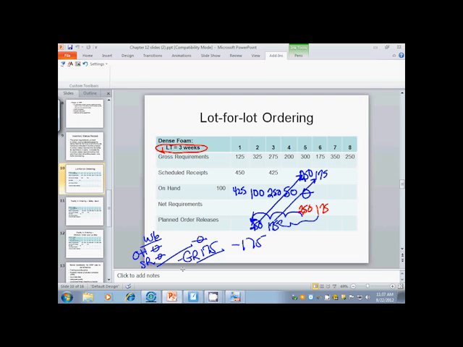So if I redo now week 6, I had on hand 0 left at the end of week 5, but I have a scheduled receipt now of 175, which gives me 175 to use. My gross requirements are 175, which will leave me 0 on hand at the end of week 6.